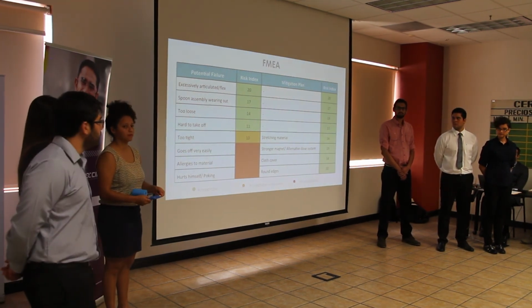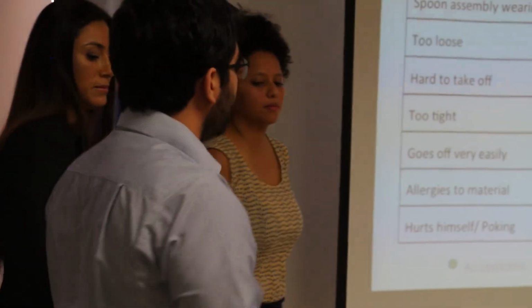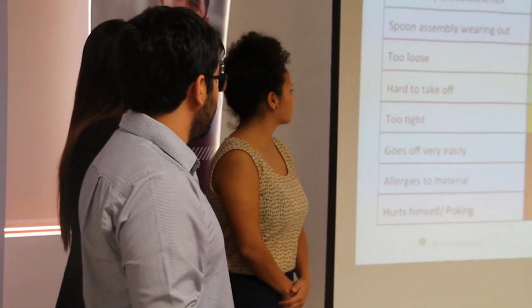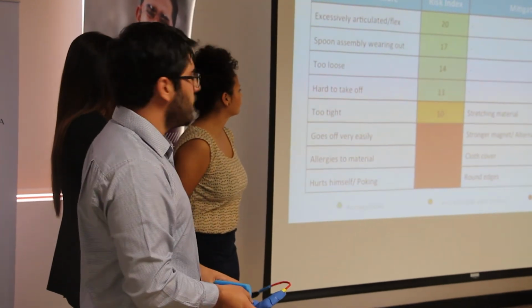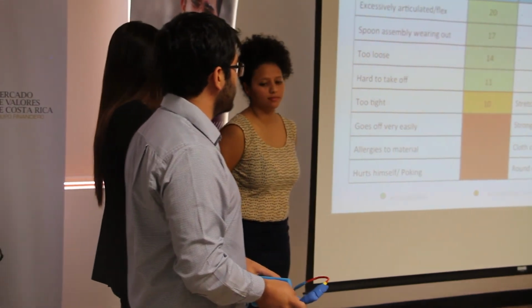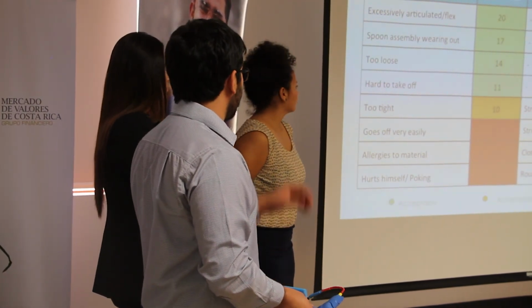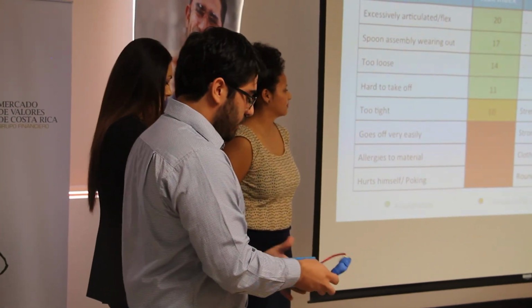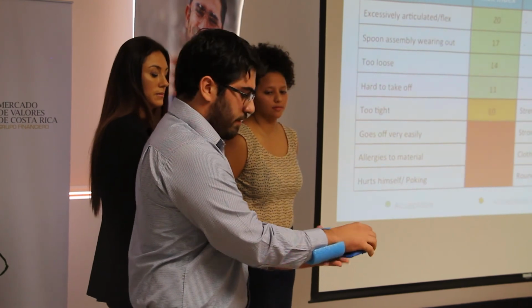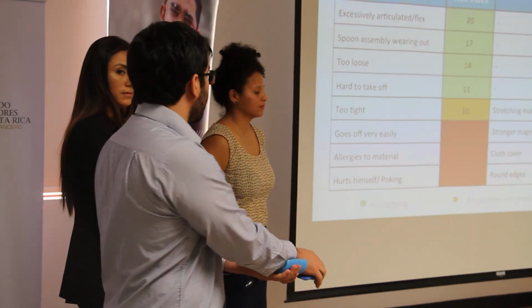I'm going to explain the FMEA with our low fidelity prototype. As you can see, we developed a color symbology, the green one being the acceptable, and the red the not acceptable at all. So I'm going to emphasize the not acceptable. As you can see, what would happen if the wrist strap is too tight? It can affect your blood pressure.